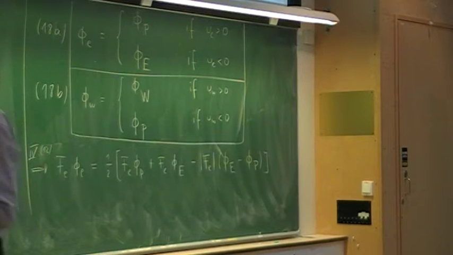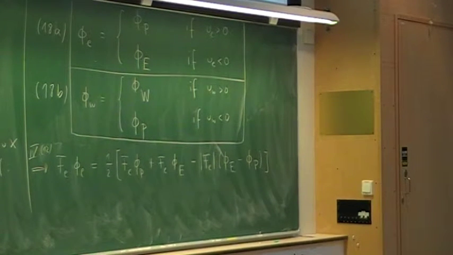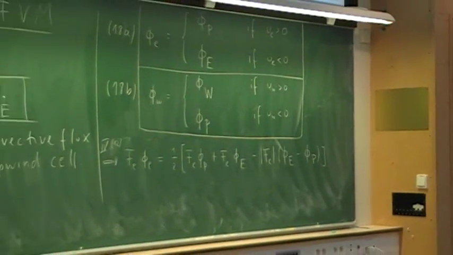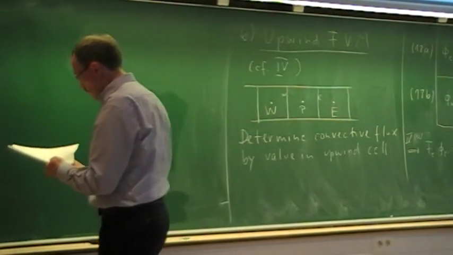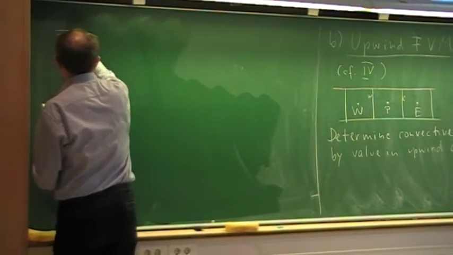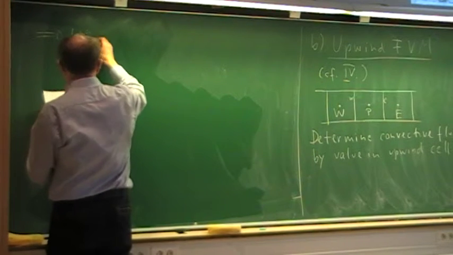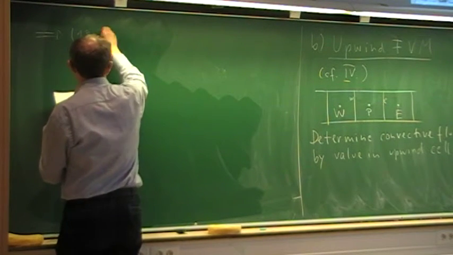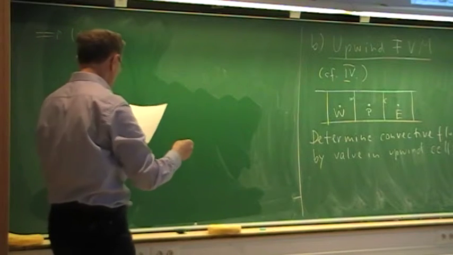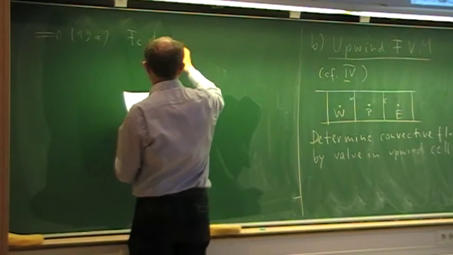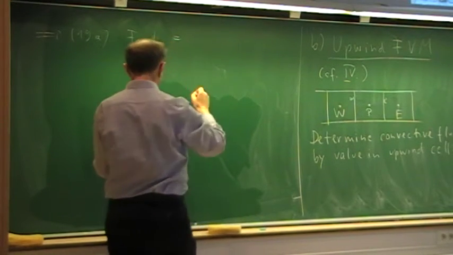We can write it in a different form so that we see the coefficients on P and E. And that is then the following. That is then 19. Take it first for the eastern phase that we are just discussing. That is Fe phi E, or convective flux at the eastern phase, is equal to.